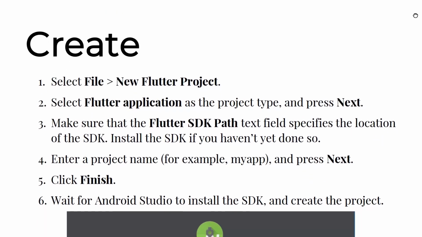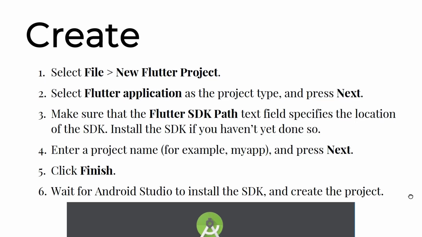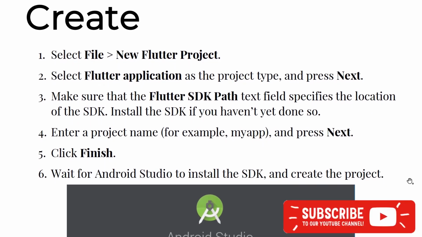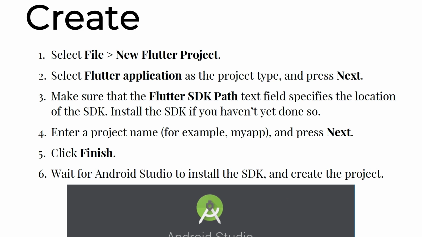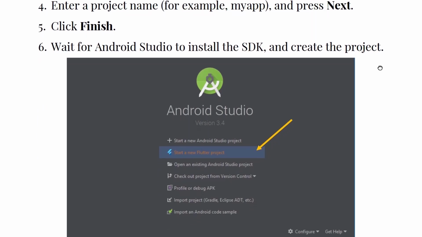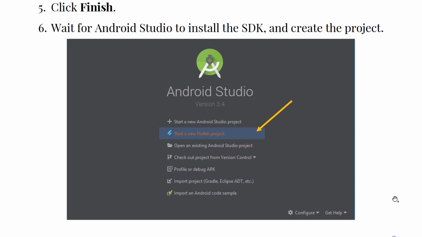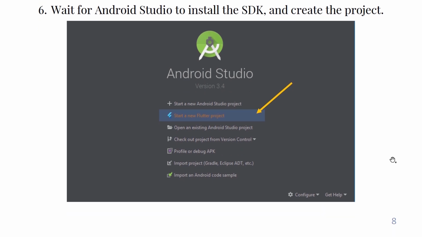So in order to create it, we start a new Flutter project in Android Studio and select Flutter application, then next, and Flutter SDK path. We will determine it. See the previous video about Flutter SDK. Enter project name and next, and then click finish. These are the steps, and these images indicate how to start a new Flutter project.